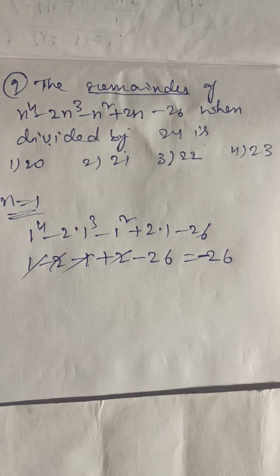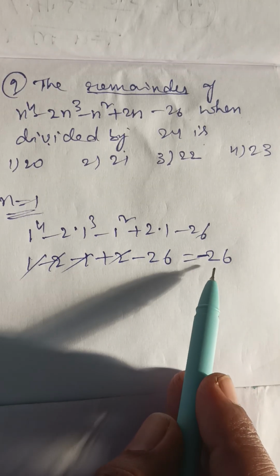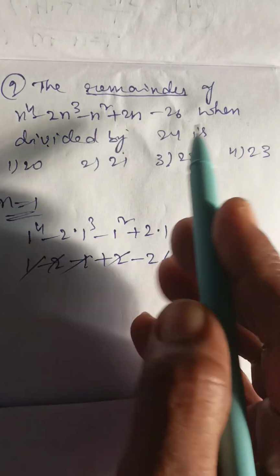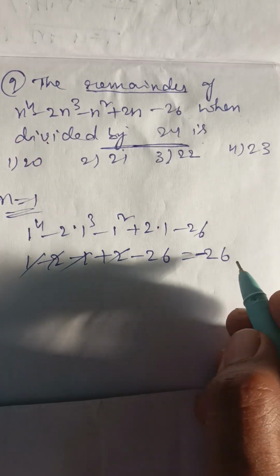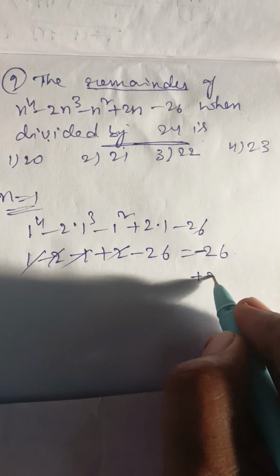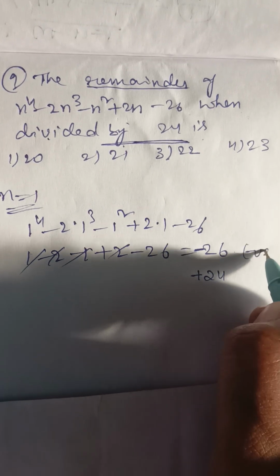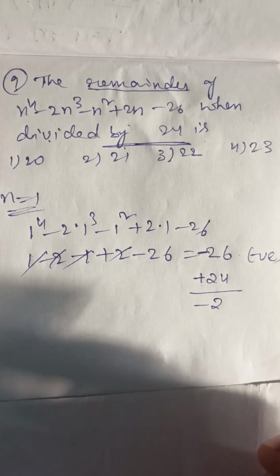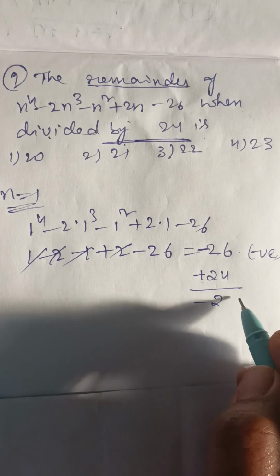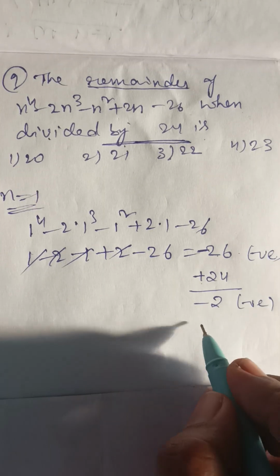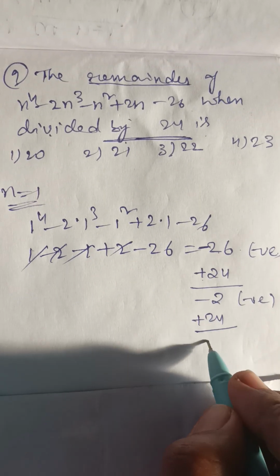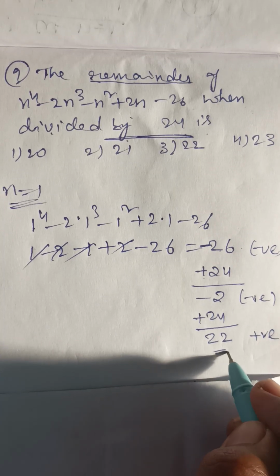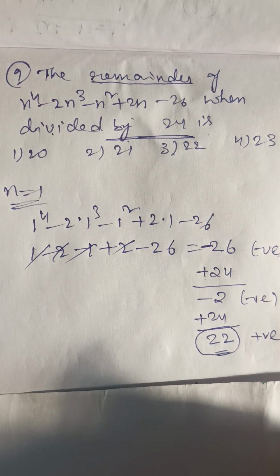If you get a negative value, we have to add 24 each time. Add 24 to this. If you get a negative number, add 24. You will get minus 2. Again we got a negative answer, so again add 24. Then we get 22, which is positive, and this will be the remainder. 22 is the remainder.